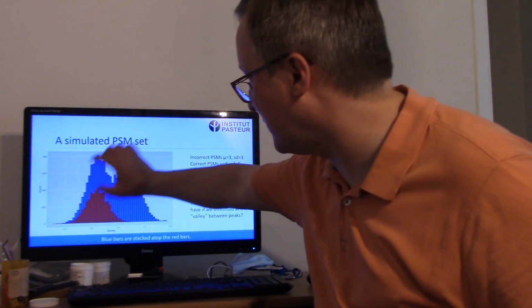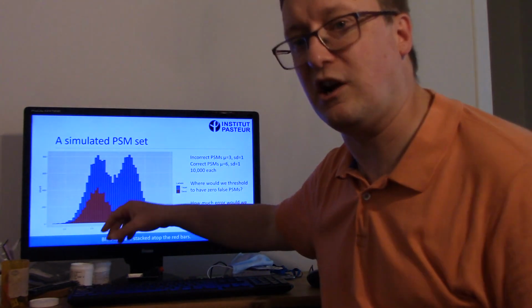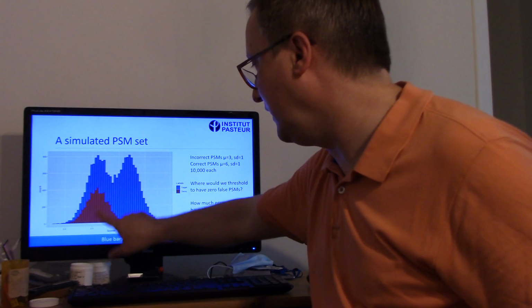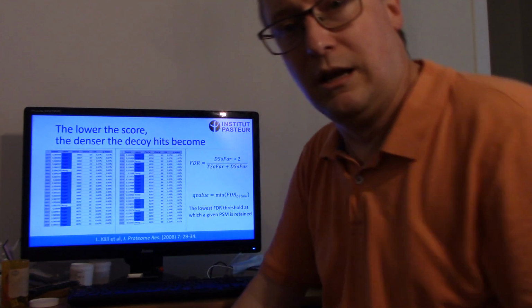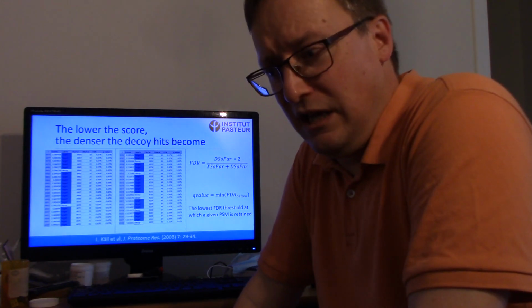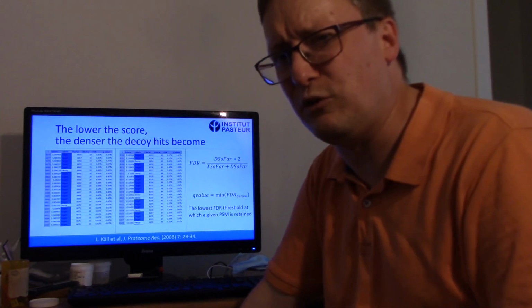Oh, and I should have mentioned that in this case, the blue false hits are layered on top of the red false hits here. Now, intuitively, this might make sense to some folks, but not to others. So I want to walk through this a different way.